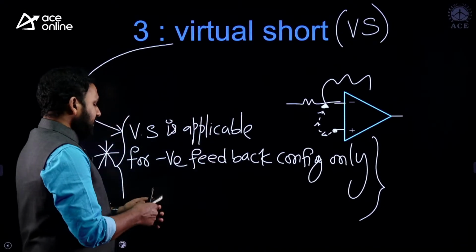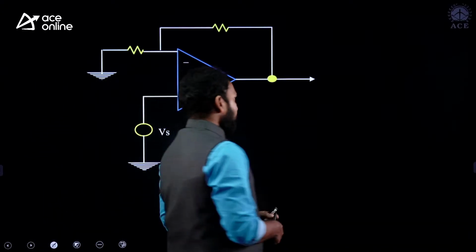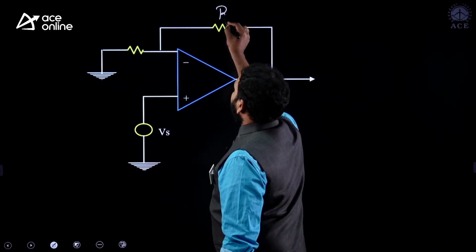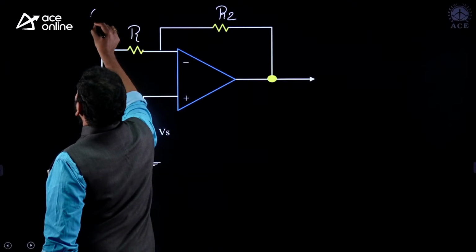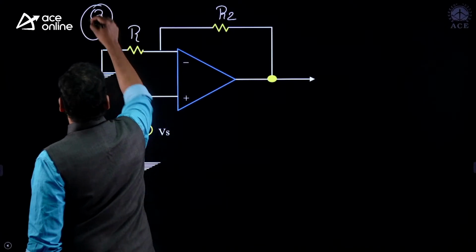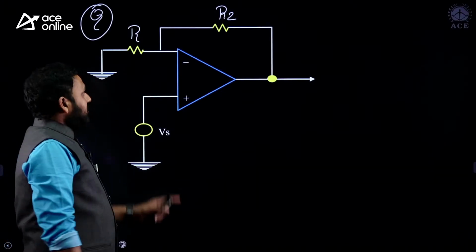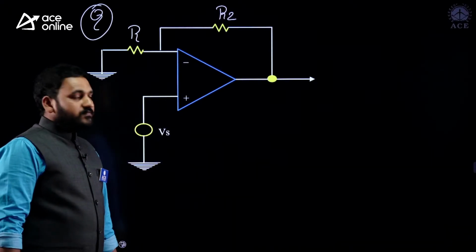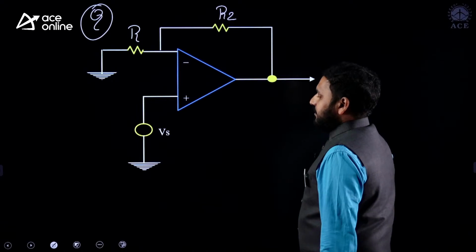Right. And at least I'd like to solve one question. See, this is a source voltage. Let us assume this is R2 and R1. The question will be like this: consider the circuit as shown in the figure. Find the voltage gain of the system.